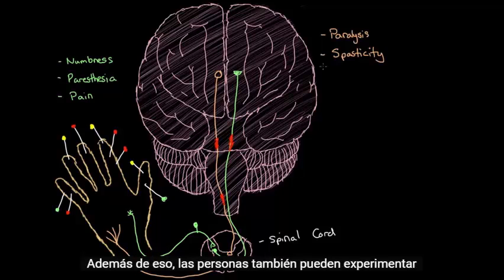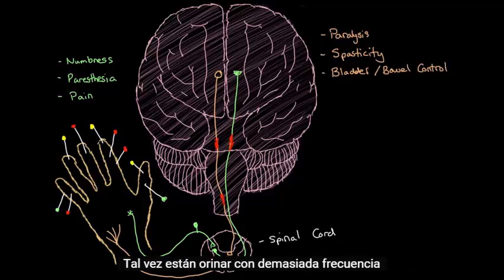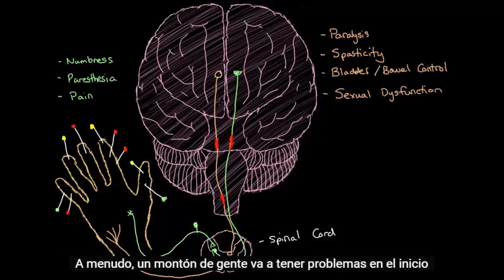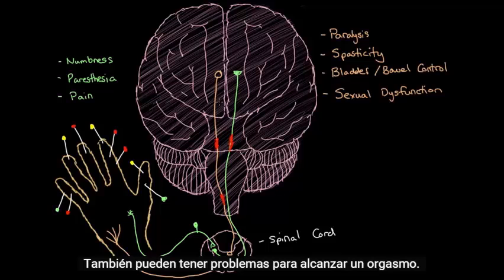In addition to that, people may also experience problems with bladder and bowel control. Maybe they're urinating too frequently, or maybe they're finding difficulty in urinating. There's a problem in the control of the bladder, and there's also a problem with the control of bowel movements, right? And then finally, people may experience sexual dysfunction. Oftentimes a lot of people have problems in initiating or maintaining arousal, right? They may also have problems in achieving an orgasm.